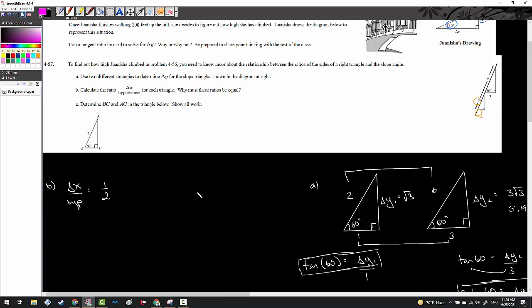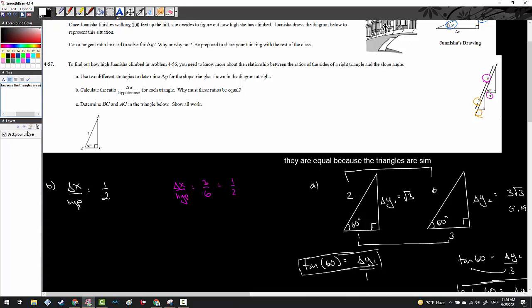And then in my second triangle, delta x over hypotenuse is going to be 3 over 6, which is equal to 1/2. So why are these the same? Why should they be the same? Well, they're the same because the triangles are similar, right? So when we write that down, they are equal because the triangles are similar. So the scale factor would ultimately reduce into the same thing.